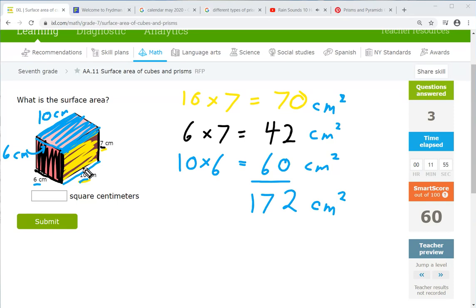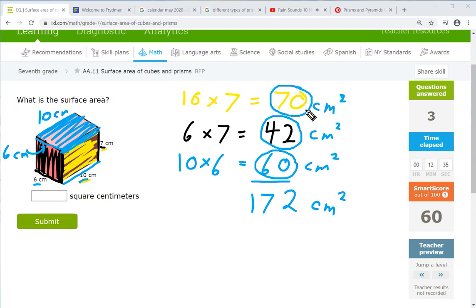Yes, we can. And it's actually very easy to do, because the bottom is just going to be the same as the top. And the back is going to be the same as the front. And the right is going to be the same as the left. So we're actually going to have 2 faces which are 60 square centimeters and 2 faces which are 42 square centimeters. And 2 faces which are 70 square centimeters. 2 of each of these.